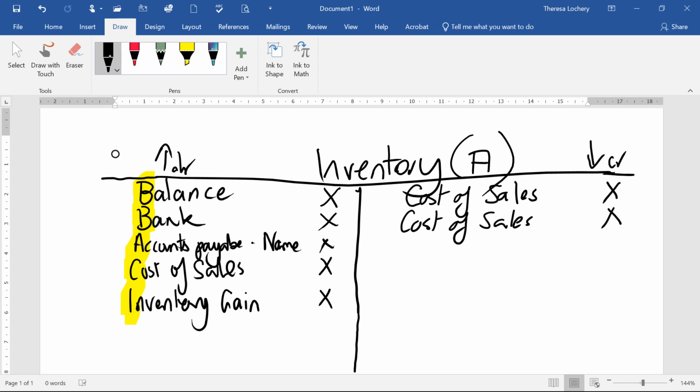What else can make it go down? Well, we talked about this in class, advertising. If you are removing your stock to promote your business, the advertising expense increases, gets the debit, therefore the inventory decreases, it gets a credit.